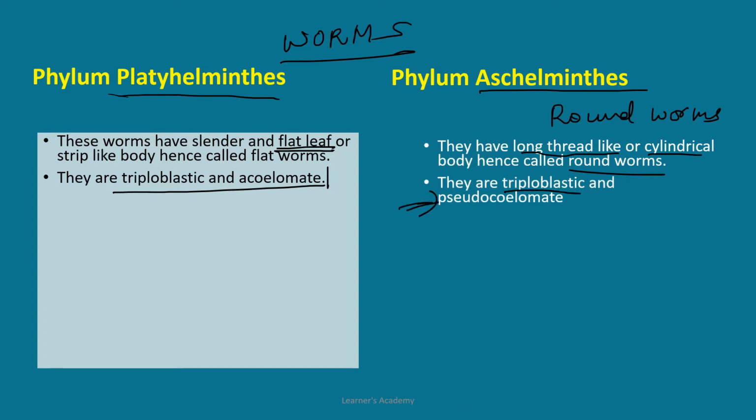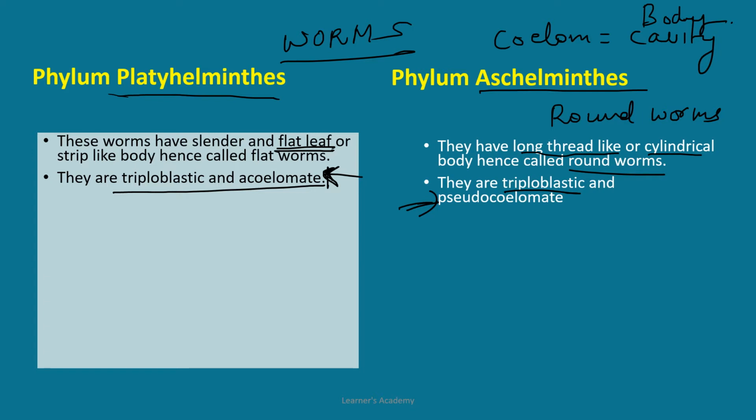Platyhelminthes are acoelomate. That means body cavity is absent, whereas phylum Aschelminthes are pseudocoelomate. That means they have a false body cavity. But you don't have to remember this point this year. You know why? There is good news. The body cavity and germ layers portion of your text has been taken out, and for this year you will not be asked any question.